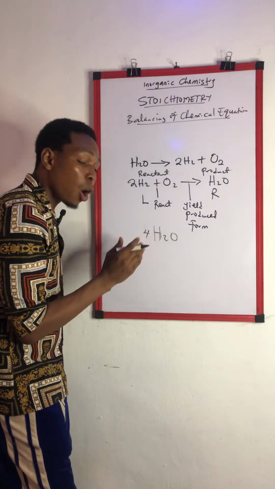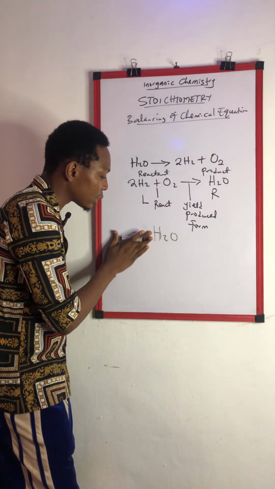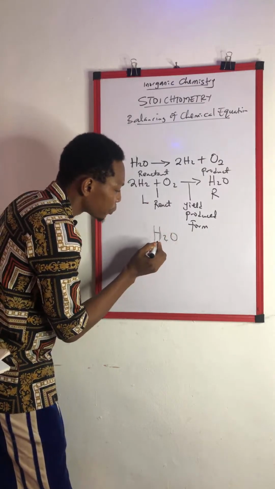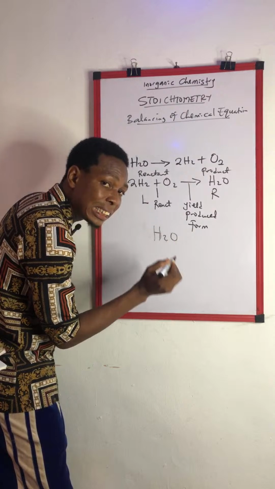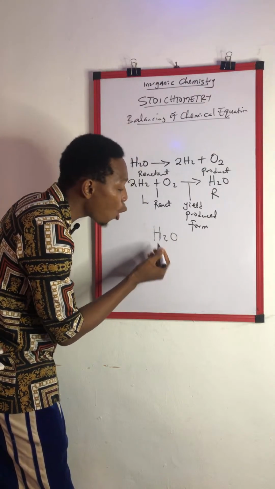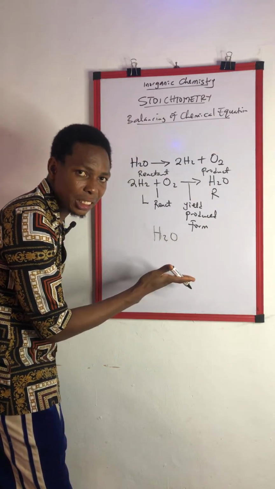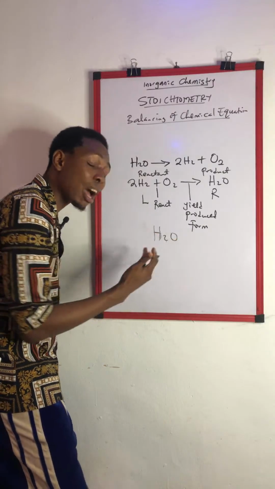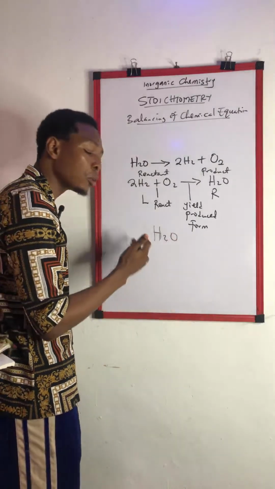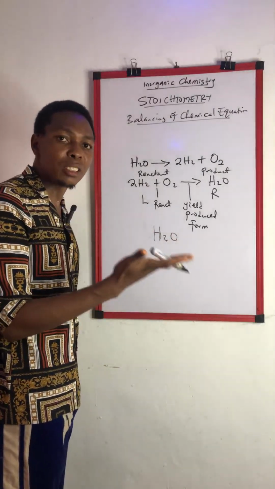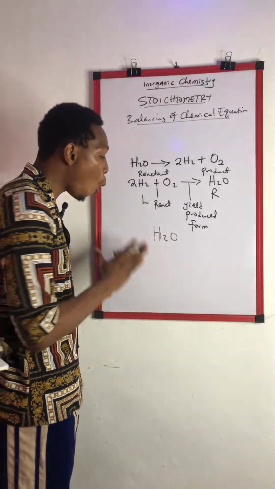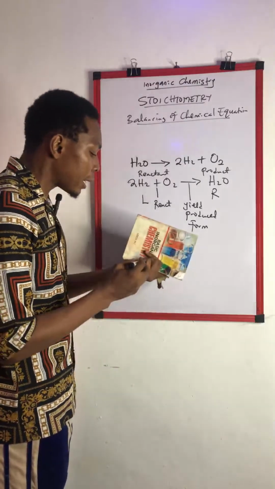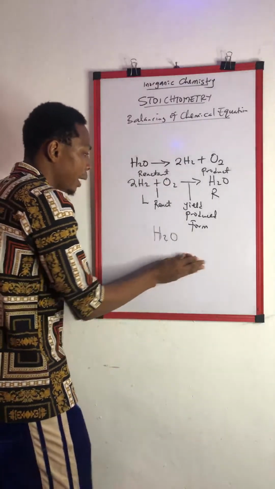Another thing, please pay attention. When you are adding a value to the back, always start from the smallest. Don't start from a bigger value. You can start from 2, you can start from 3, 4, 5, 6, 7, 8, and so on and so forth until the equation is balanced. Now let's try to balance this.